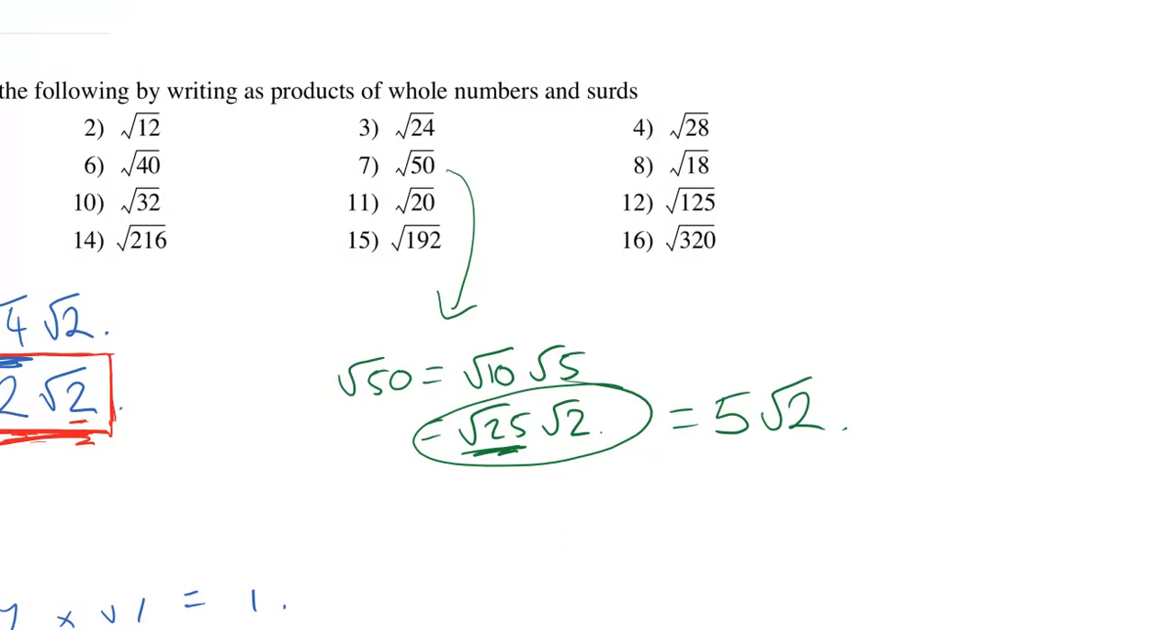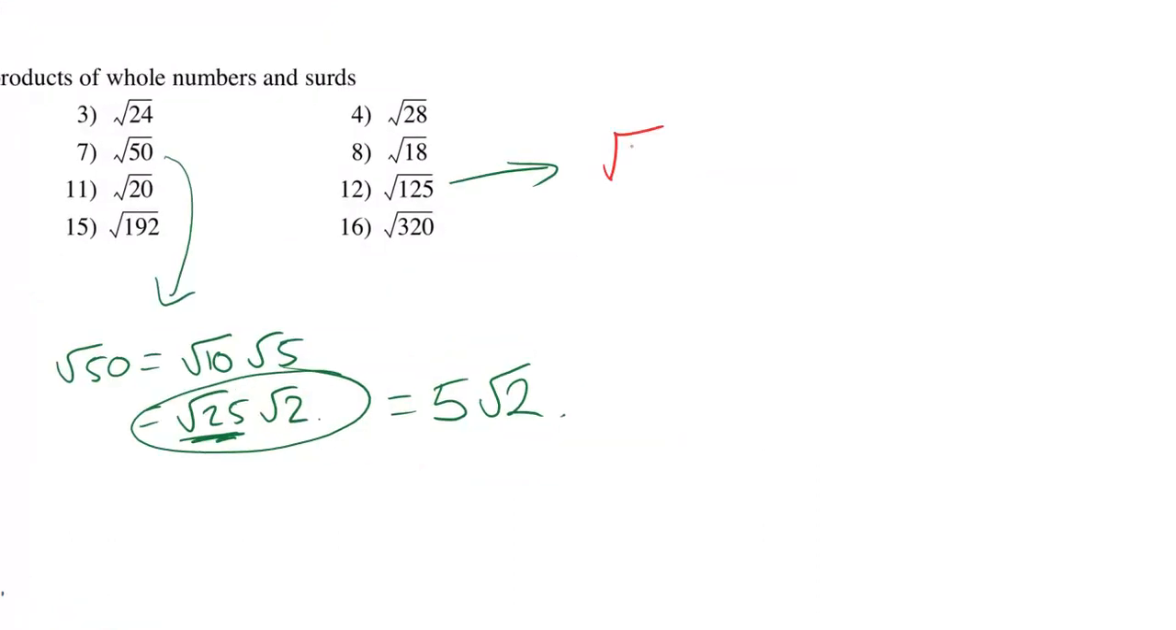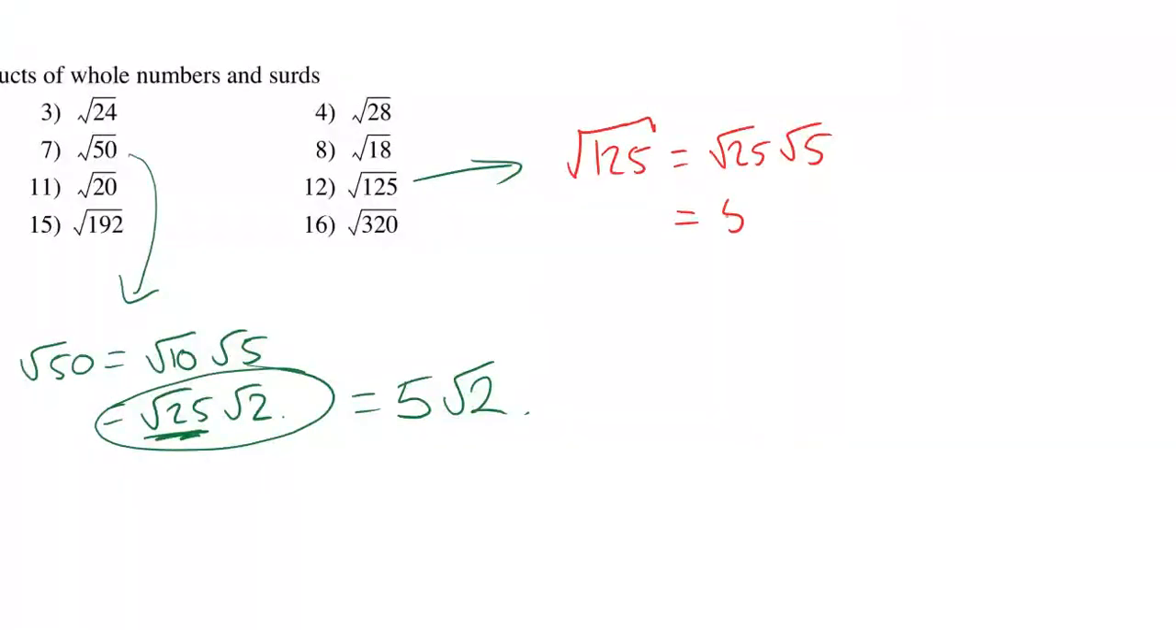Okay, let's try again and see if we can do some more of these. What about if we used number 12 as an example? The square root of 125. The first thing you should be starting to do at this stage is to think, well, what square numbers are factors of 125? And of course, the thing that you should be thinking is 25. 25 times 5 is 125. So we can write this as the square root of 25 times the square root of 5. From here we can reduce it, because the square root of 25 is just 5. So our answer here is 5 root 5.